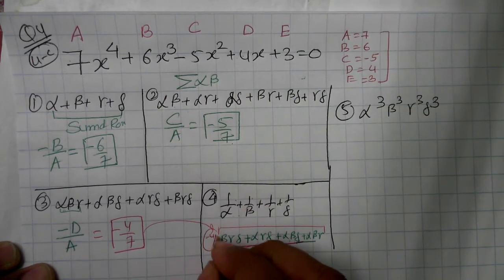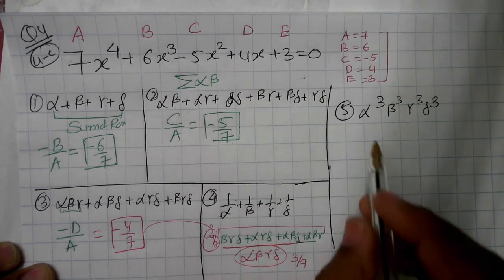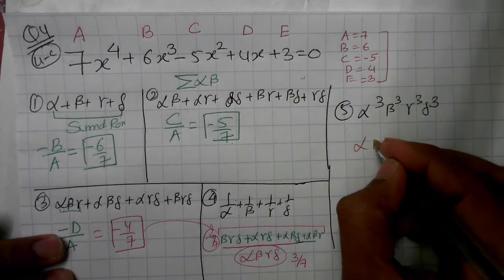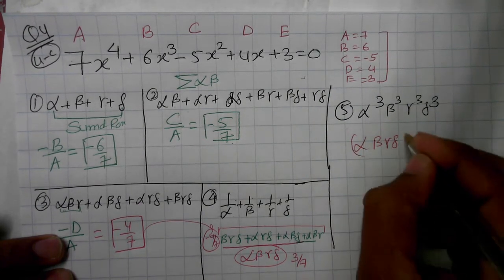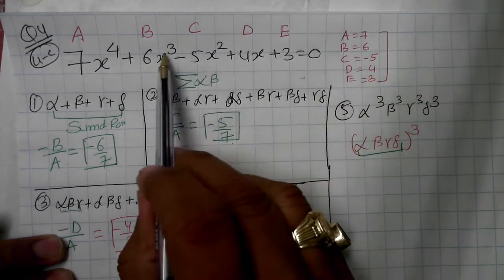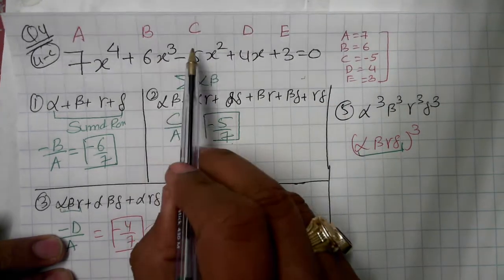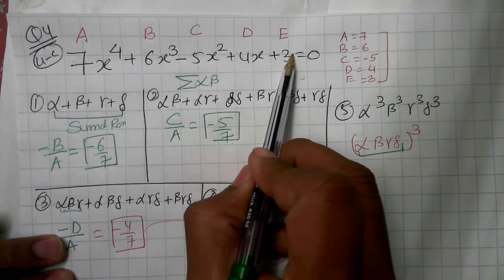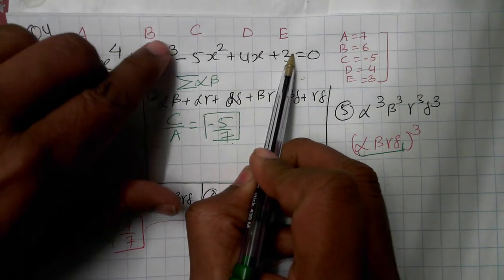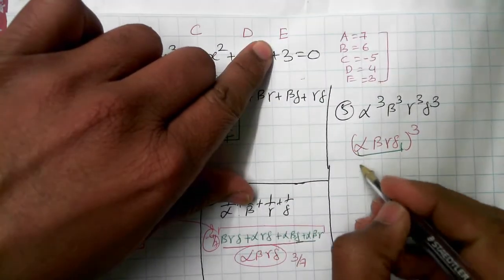Okay, guys, so number 5, this one is the cube of all of them. I'm going to take that whole cube outside. So this is nothing but the product of the roots, which is the last term, 1 at a time, 2 at a time, 3 at a time, all 4 together. So start with plus, minus, plus, minus, plus. This will be e over a whole cubed.